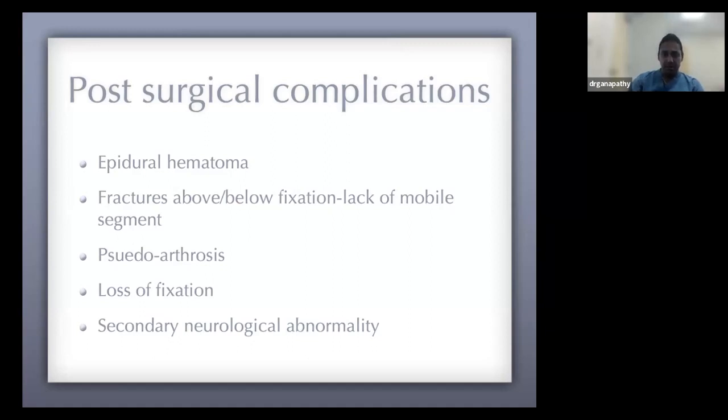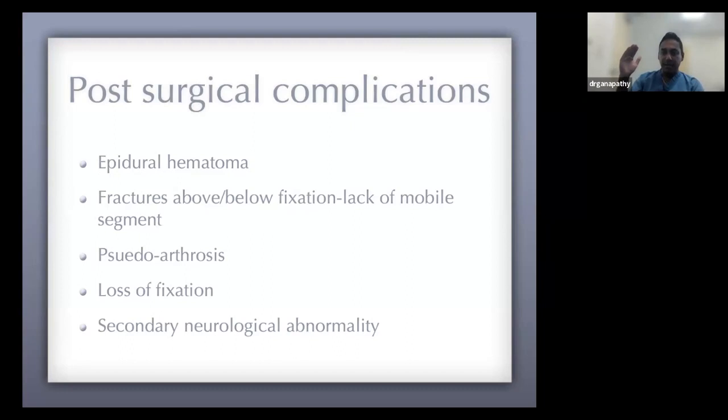Pseudoarthrosis is also common. Loss of fixation is a big problem, again, with osteoporosis. Because of the segmental fixation, they don't pull out, obviously, but they loosen, and you can actually fracture because of cantilever bending and constant fatigue in the posterior rod. Secondary neurological abnormality, I just want to clarify the loss of fixation.